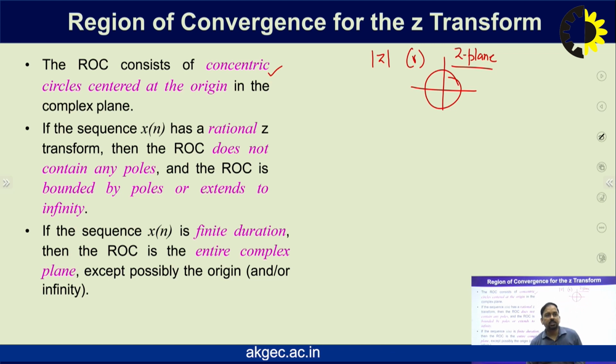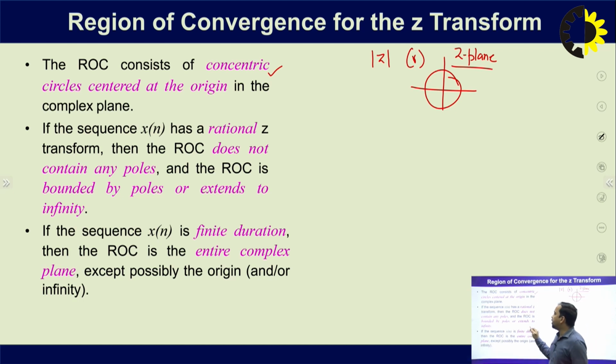Next, if x[n] has a rational Z transform, then the ROC does not contain any pole, and the ROC is bounded by poles or extends to infinity. Clearly, we are already familiar that the ROC does not contain any pole, because at the location of poles, the transform basically approaches infinity. So if the transform approaches infinity, that must not be a part of the ROC.